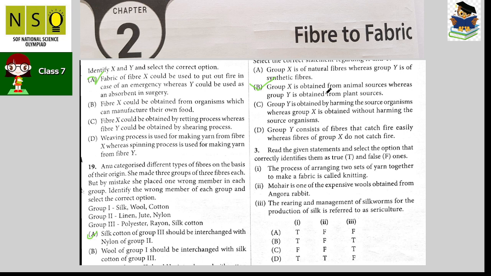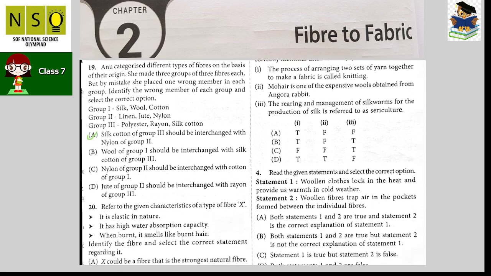Wool and cotton are obtained without harming any organisms, and silk and jute are obtained by harming their source organisms. All the fibers catch fire easily except wool. That is the fire resistance. So option B will be the correct option. The group X is obtained from animal resource, whereas group Y is obtained from the plant resource.